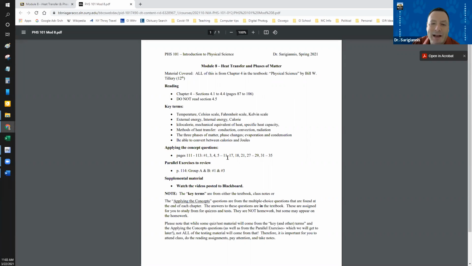And then there are applying the concept questions. Again, your homework assignment is right out of these questions, which are in your textbook, and the answers are even given too, so it's a good practice exercise. The homework is intended to be a fairly easy grade for you, just to do the reading and then answer the questions. That's why I give you the unlimited attempts, so you can use it as a learning tool.